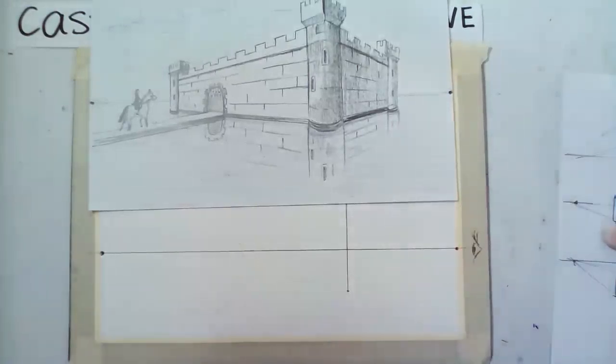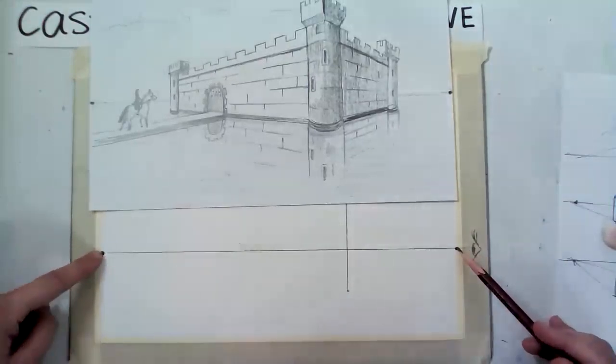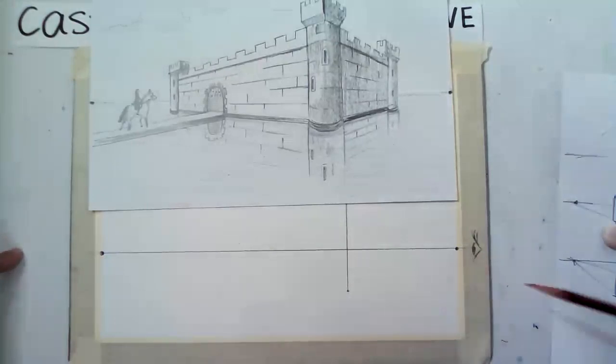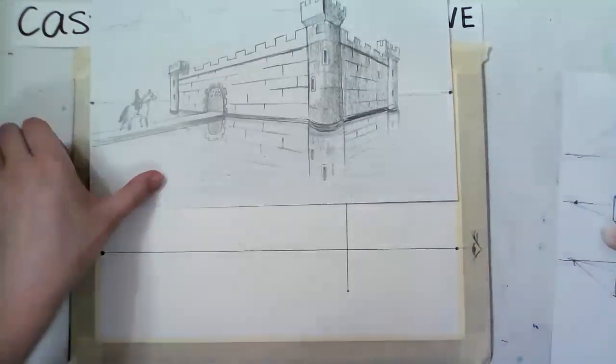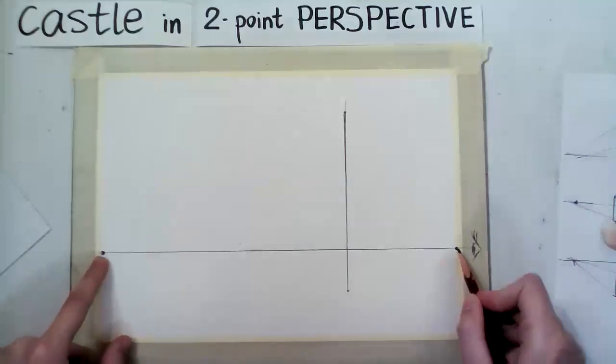But it doesn't mean they always have to be inside the paper. Actually, very often they're outside. They're more far away. Sometimes your building and the point are farther away than your paper. But today, to make it easier, we use them on our paper.